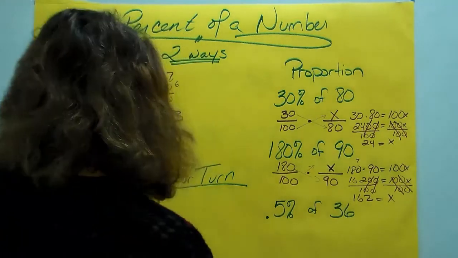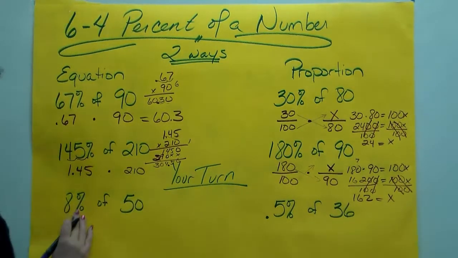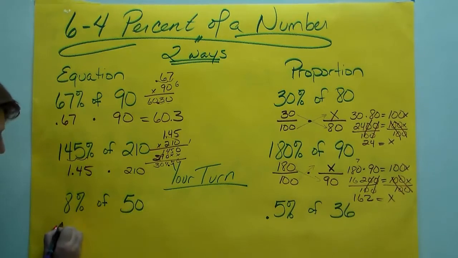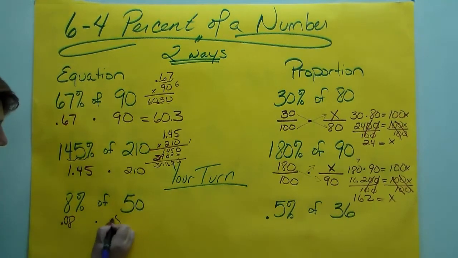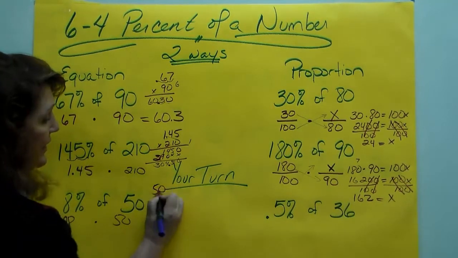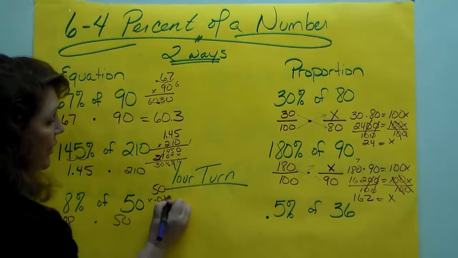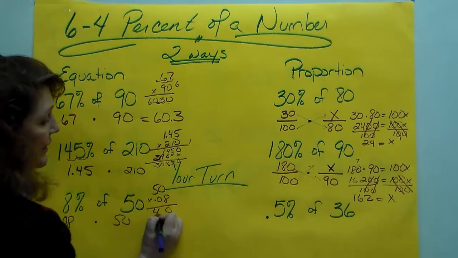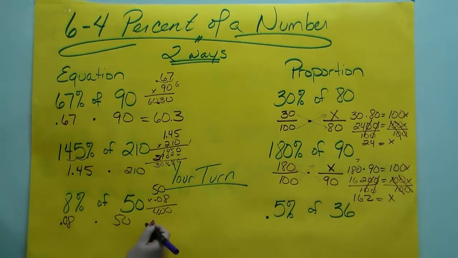So, 8% of 50. I'm going to turn this into a decimal. This is 0.08 times 50. And 50 times 0.08 is 40 with two decimals. So this answer is 4.